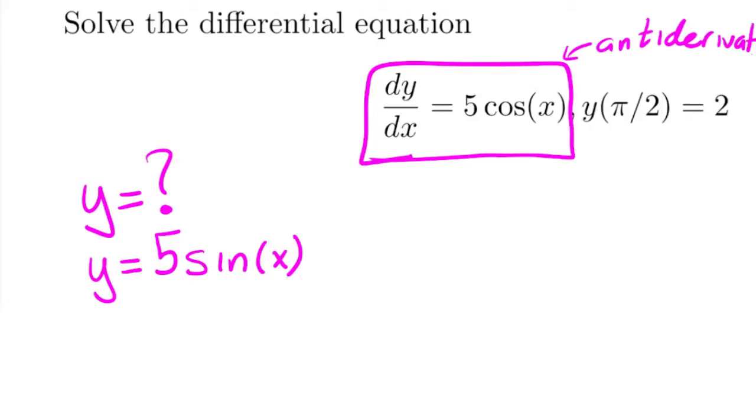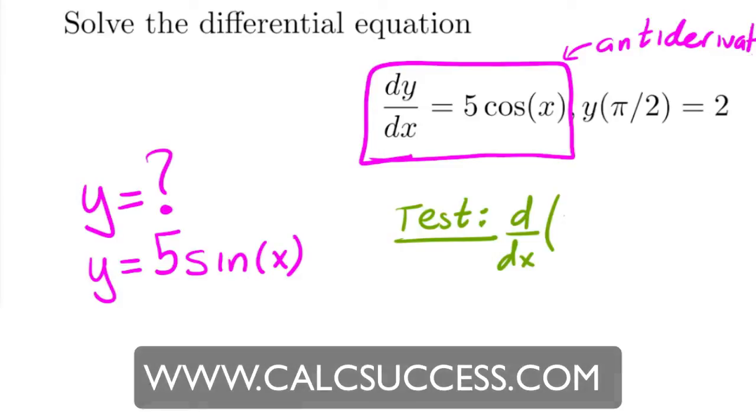So what you can always do is test by getting the derivative of what you just found. So if you got the derivative of 5 sine x, does that equal this function? Well, yeah, because the derivative of 5 sine x is 5 cosine of x. So you can always test when you're finding the antiderivatives.